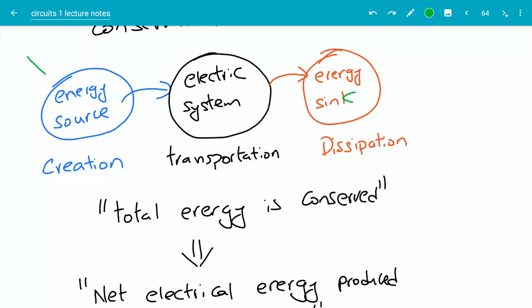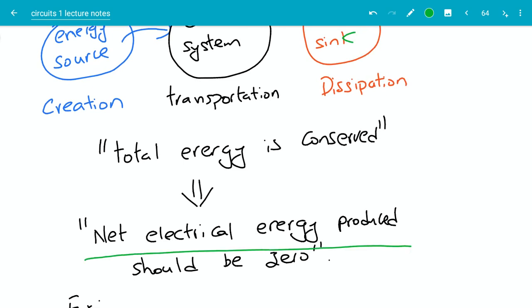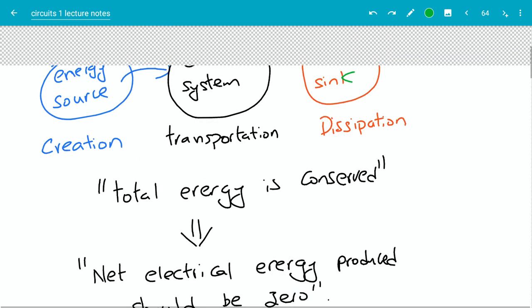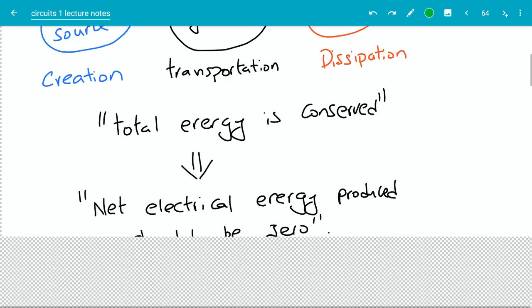So, what this means is, if there's any system which is just transporting energy, then if you look at the total energy being conserved, the transportation system itself cannot create nor destroy any energy. Okay. So then in our electrical system, what we are saying is net electrical energy produced should be equal to zero, right? So that means, if the total energy created is equal to total energy destroyed, there cannot be any energy created or destroyed within the transportation system. In fact, we are basically separating all the sources and sinks away from the electrical system itself, right?